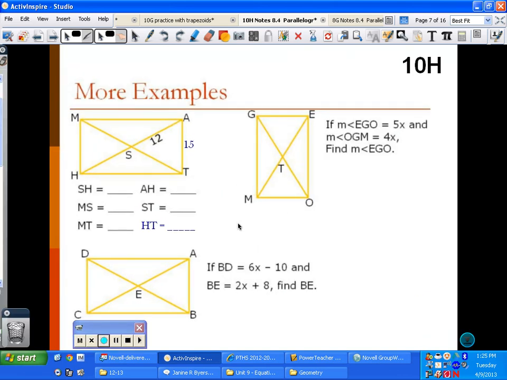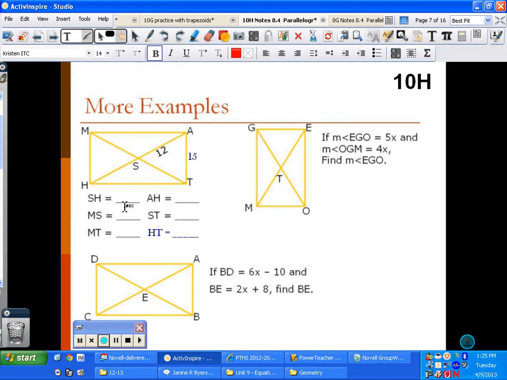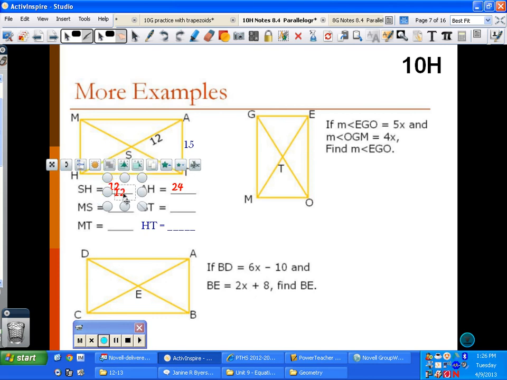Alright, let's take a look at the next page. On the next page, we have some more examples of things that we know about rectangles. Because this is 12, we can say pretty quickly SH is a fairly easy one. We know that that's 12 also. AH then becomes the sum of those two, so 12 plus 12 is 24. If this is 15, MH is also 15, so we know that's true. We're not asked that in here, but just for some information, if that's 15, this opposite side is 15. MS, remember all these parts of the diagonals are all congruent. So MS is also 12.